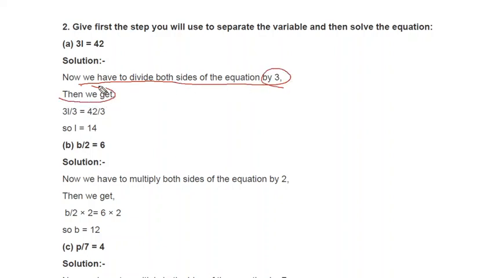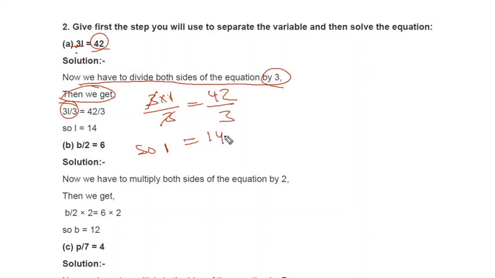So after dividing, we will get 3i divided by 3, that is 3 into i divided by 3, this is i, yeah? Equal to 42 divided by 3 also. Now the 3 will be cancelled, so i will be there only. i will be equal to 42 divided by 3, which is 14, since 3 times 14 is 42. So i equal to 14, you get the solution.